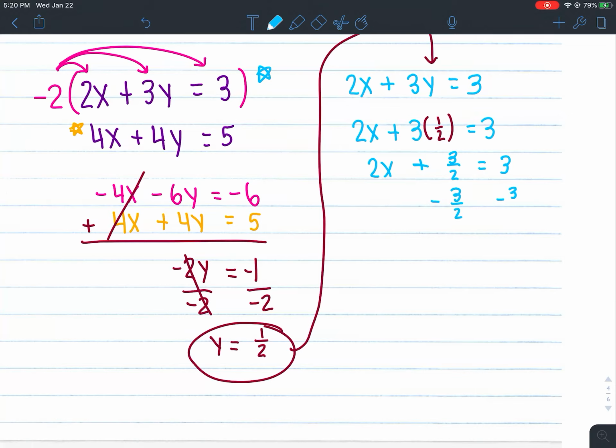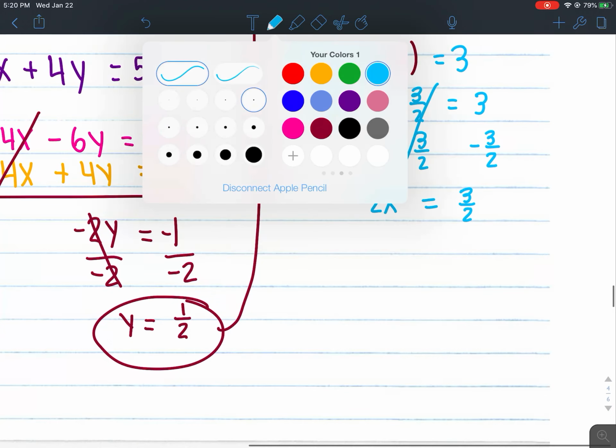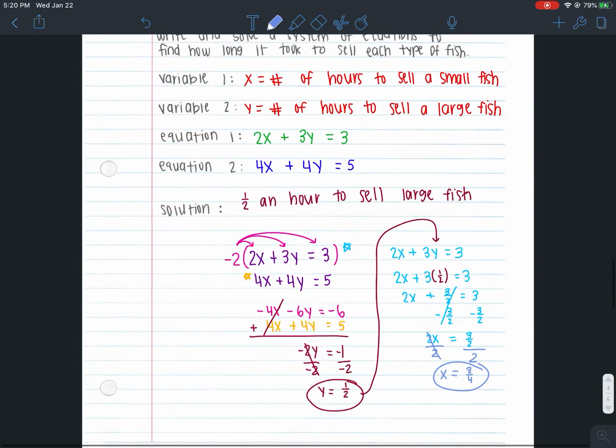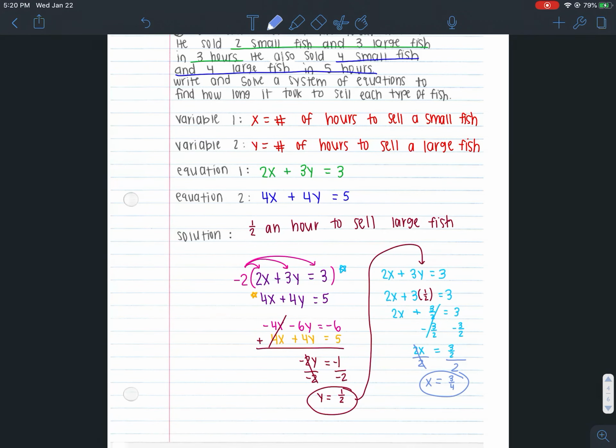And then I want to subtract 3/2 from both sides because I'm trying to get x by itself, not get rid of x. Well, 3 minus 3/2, I believe, is 3/2. I'm going to double check, though. Yes, it is. Well, now we're going to divide both sides by 2. So you get x equals 0.75, or 3/4.